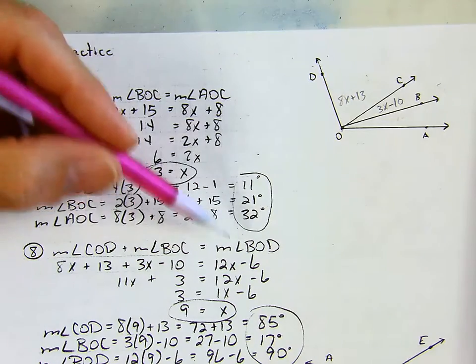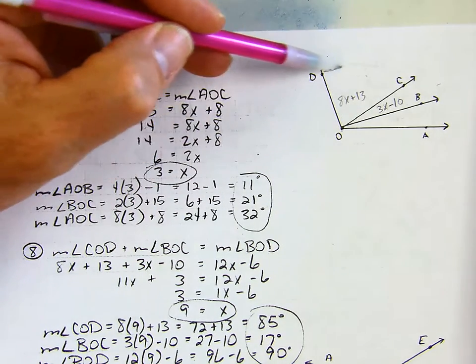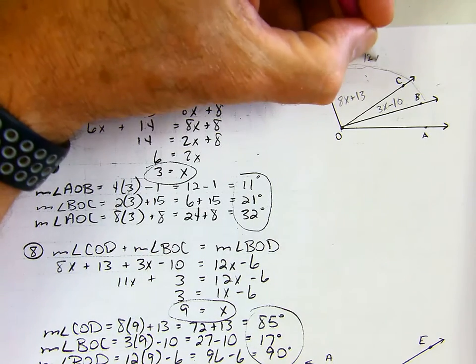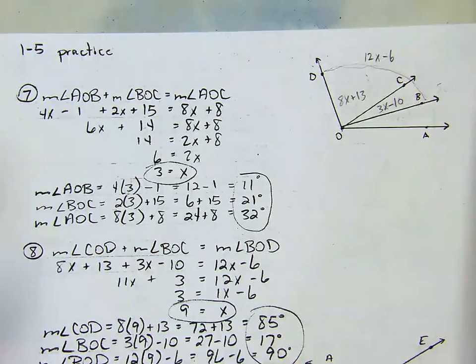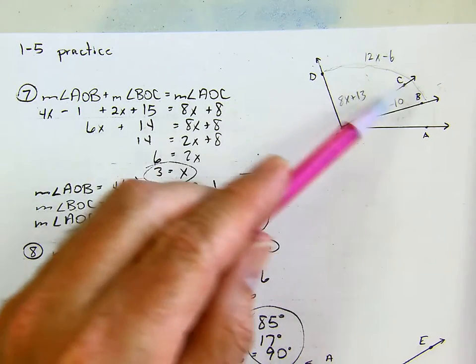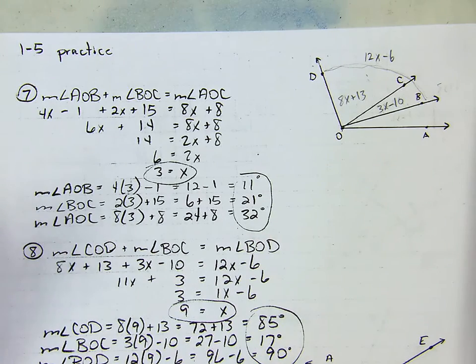And then they say BOD, which is this angle from here all the way to there. So it's the two of those together. It's equal to 12x minus 6. Hopefully you're seeing a theme that we're adding two angles to be a bigger angle, right? Either that, or we just show that two angles are equal. In this case, none of those angles are equal, so that means we're going to have to use angle addition.